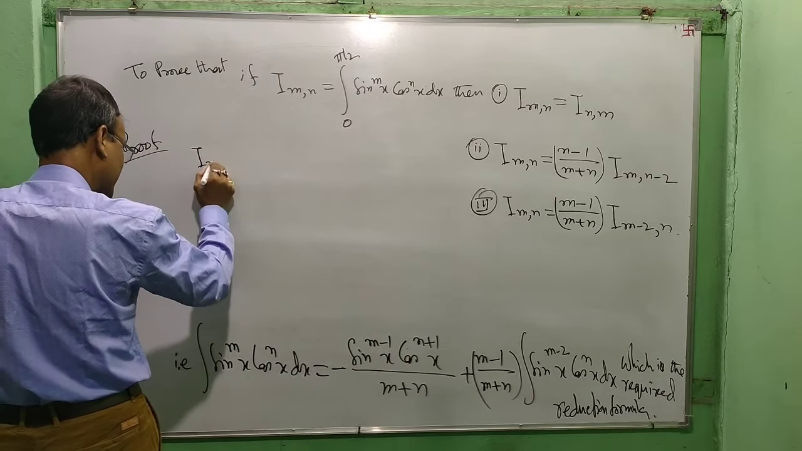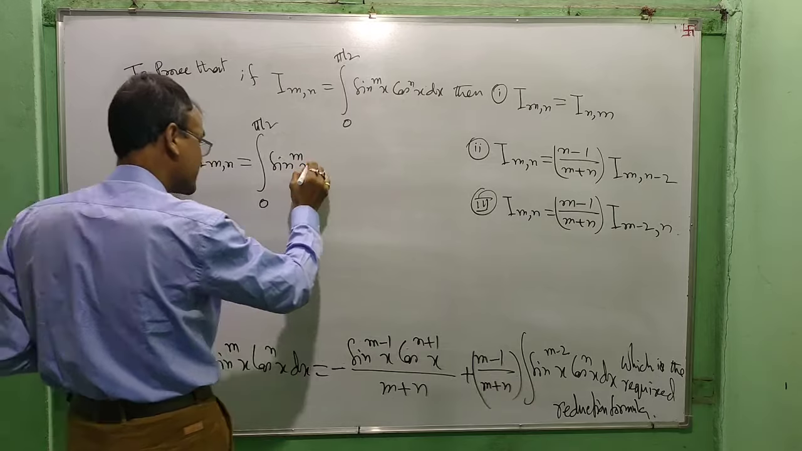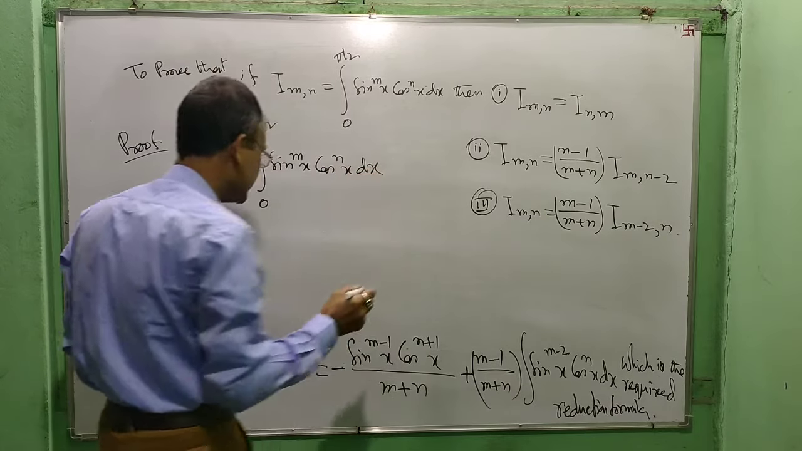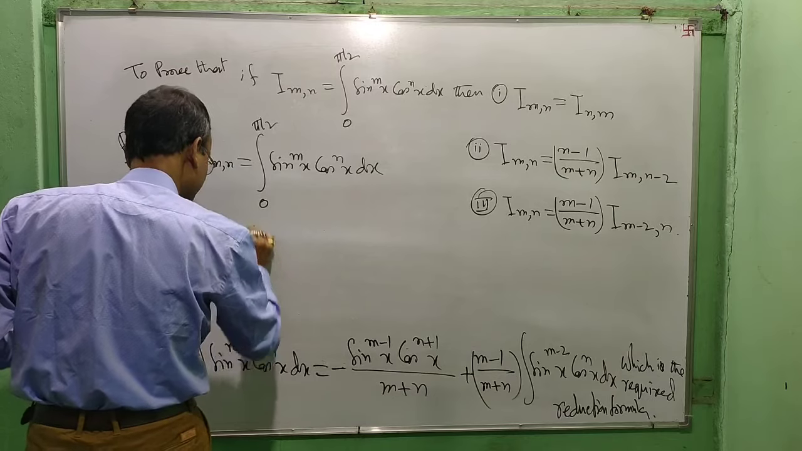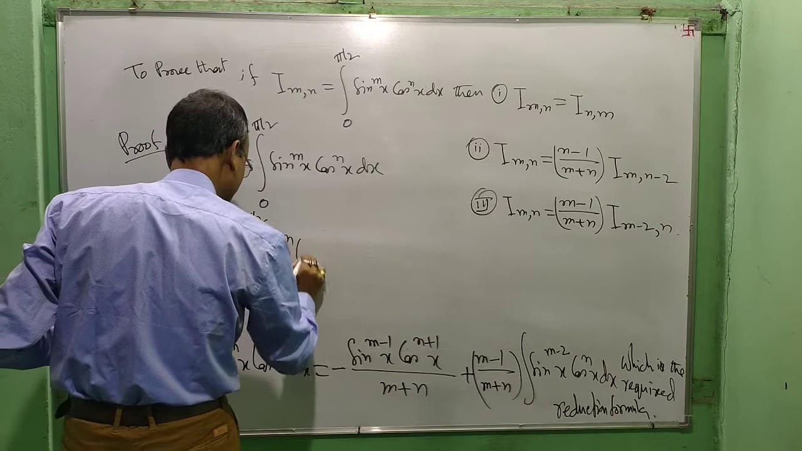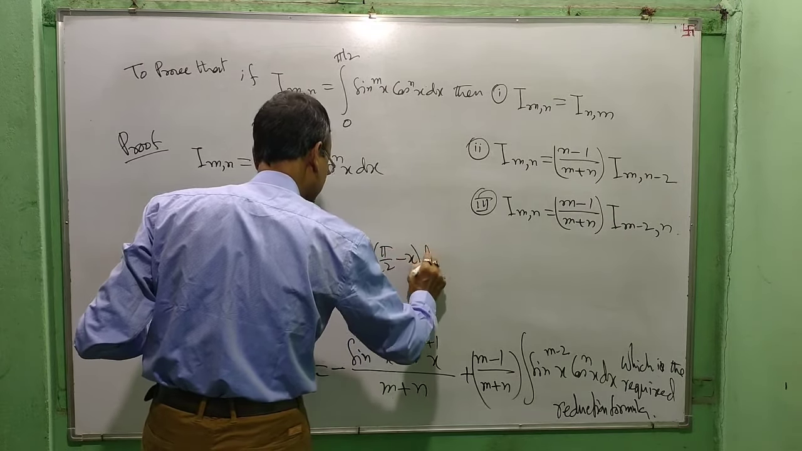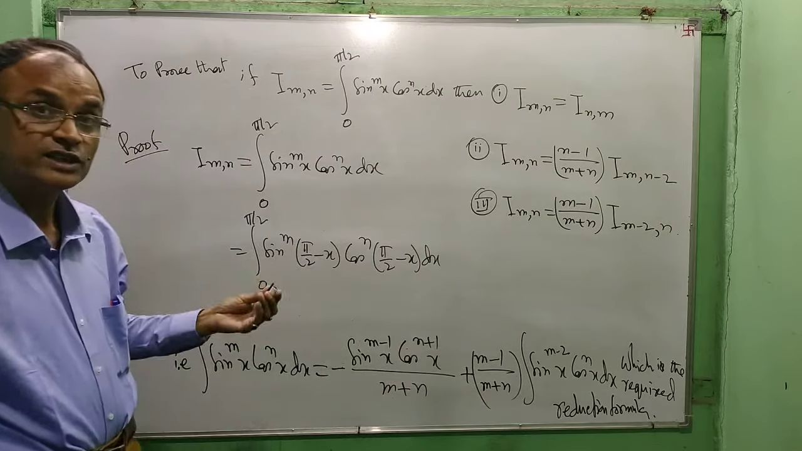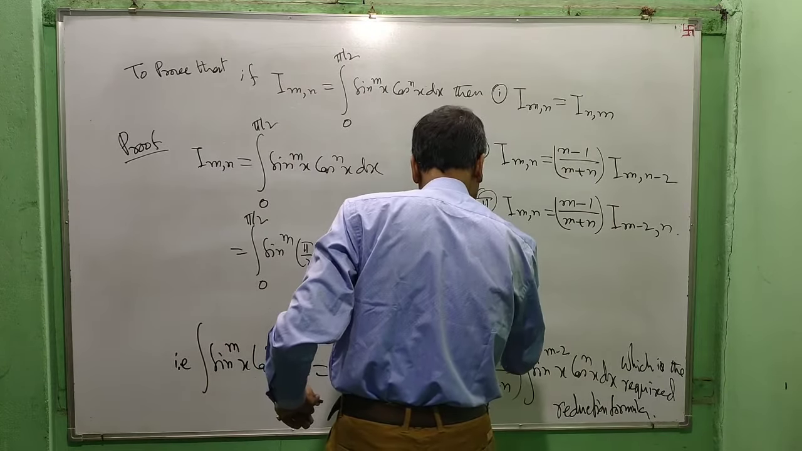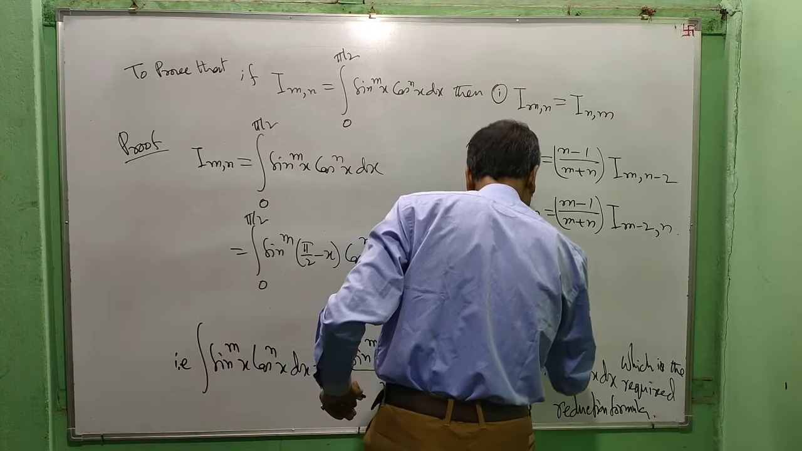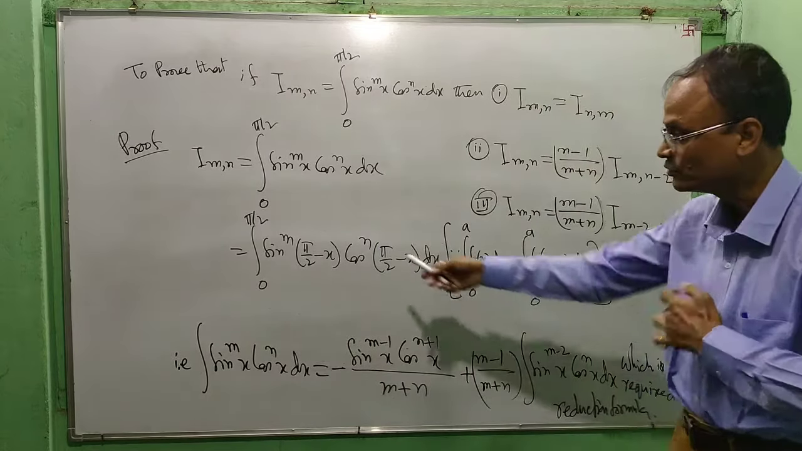I am going to prove this. I m n equal to integration 0 to pi by 2 sin to the power m x cos to the power n x dx. This can be written as integration 0 to pi by 2 sin to the power m of pi by 2 minus x, cos to the power n of pi by 2 minus x dx. We can write like this using the property of definite integral, since integration 0 to a f x dx equals integration 0 to a f of a minus x dx. Using this property, we may write like this.